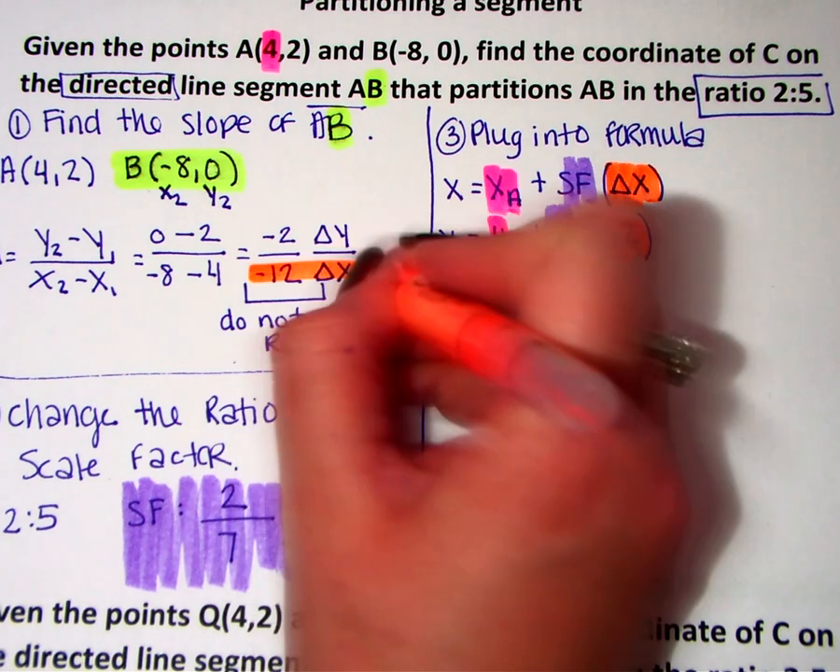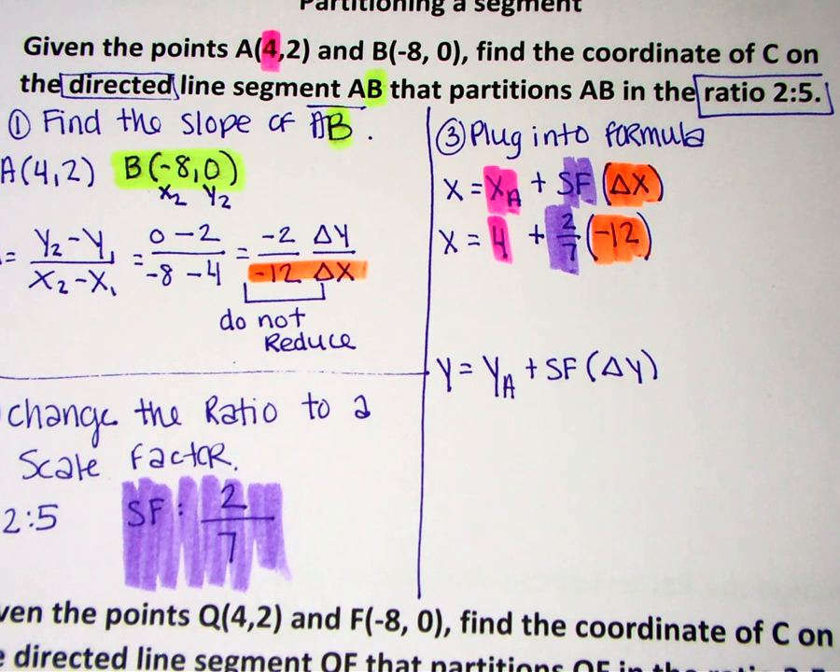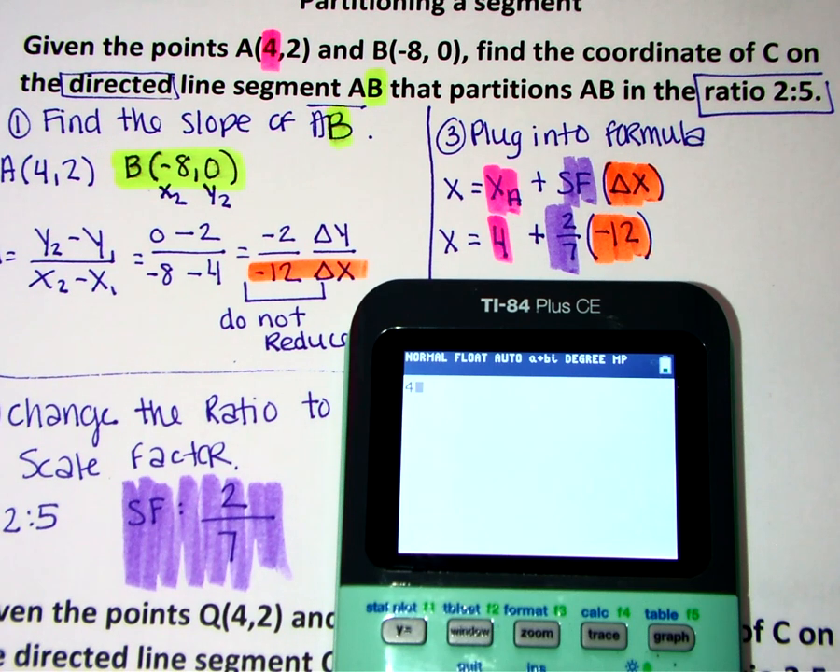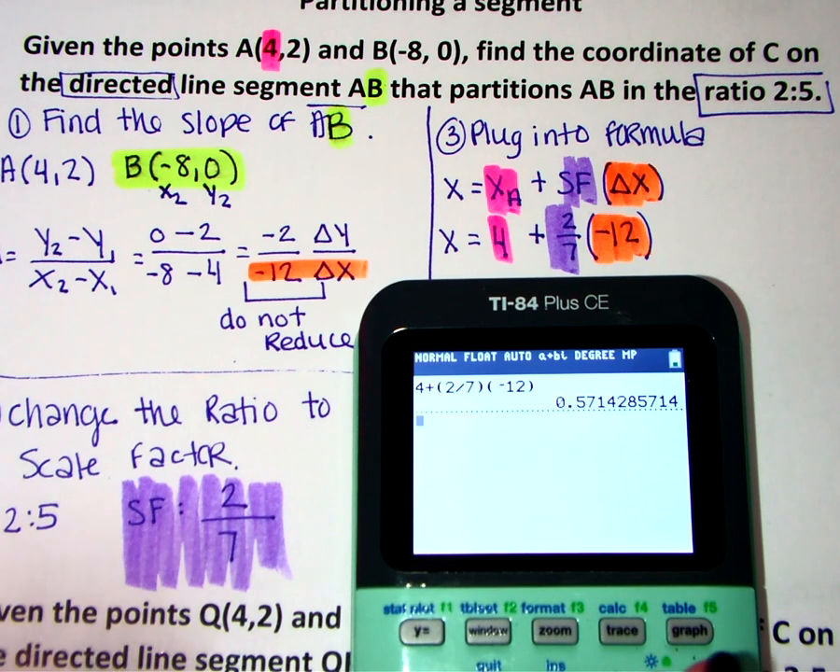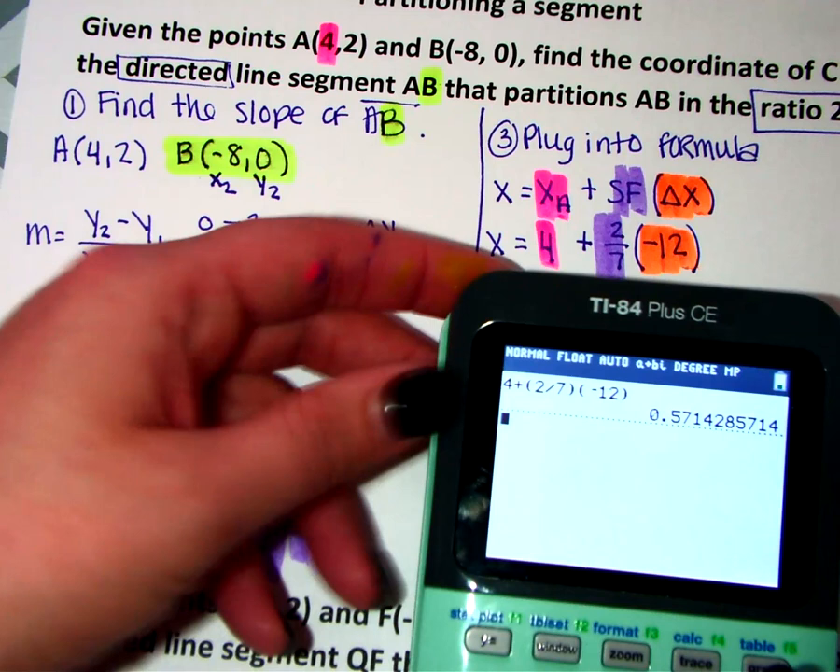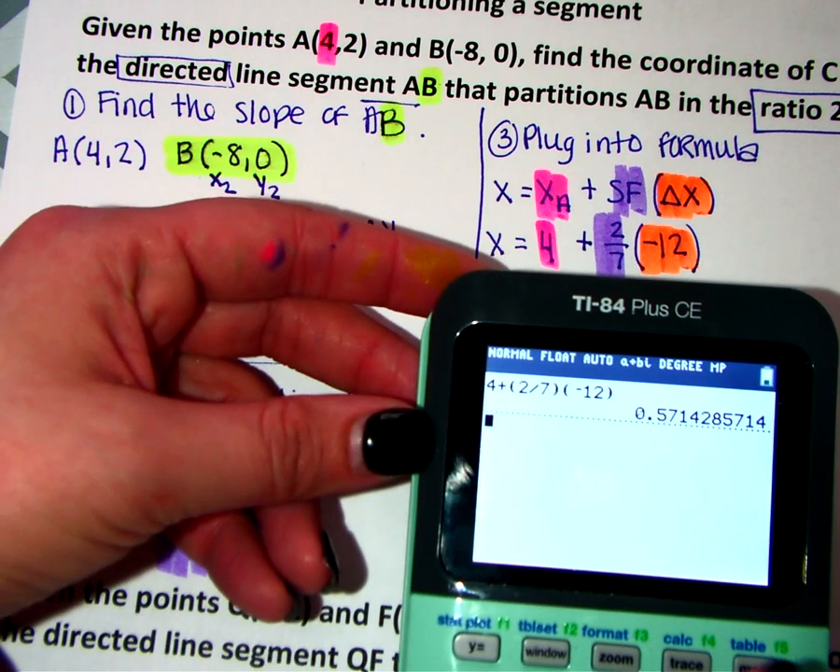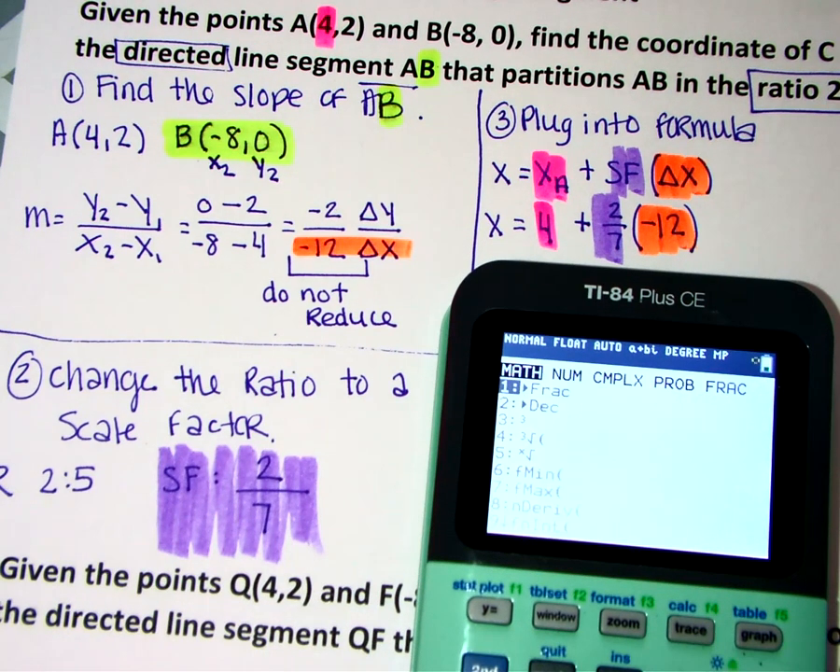came from slope. If you are not one that labels your work, I highly recommend that you start keeping track of the math that you're doing to make this easier. So I'm going to plug it in. 4 plus 2/7 times negative 12. That's an ugly decimal. Make sure that when you're typing this in that you're putting everything in parentheses properly, especially with the fraction. I'm going to do math, enter, enter, and I get 4 over 7.